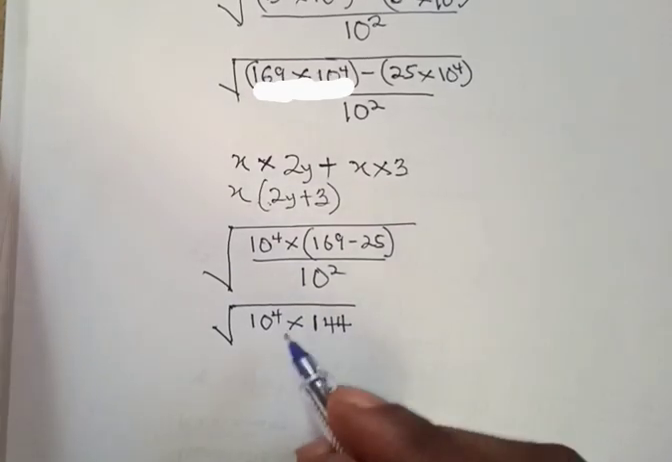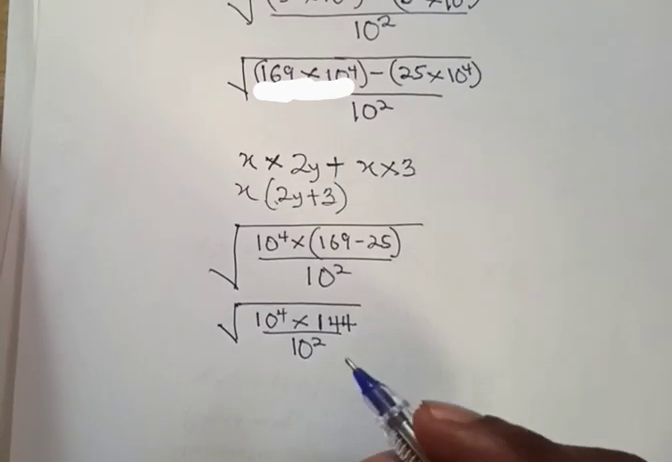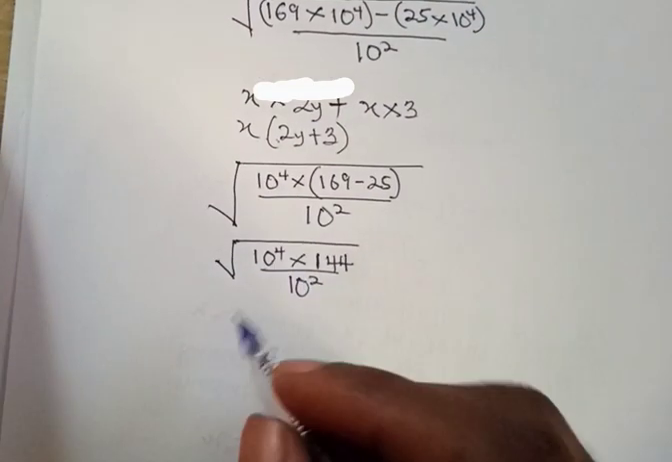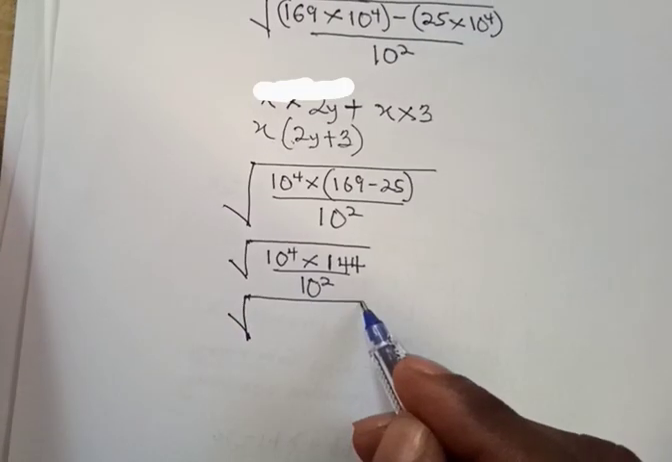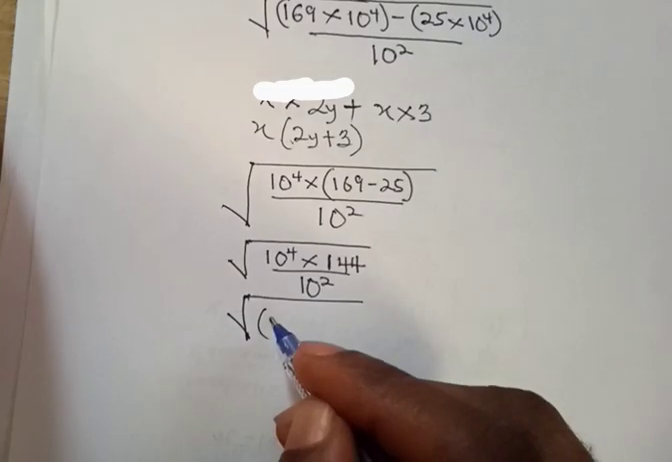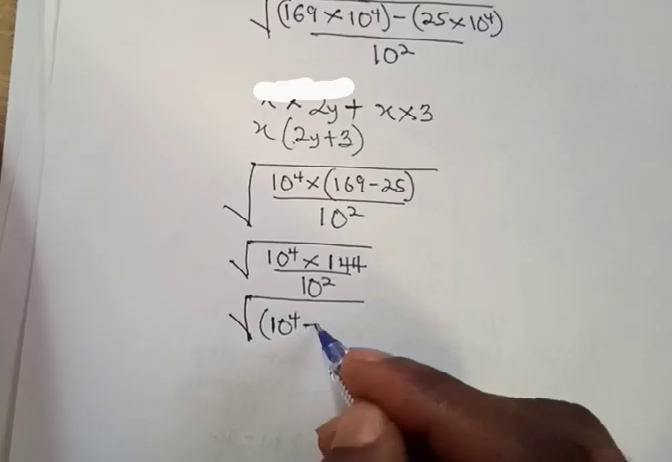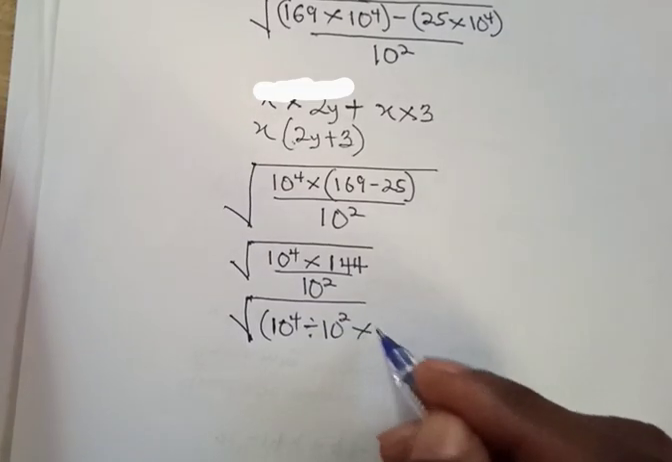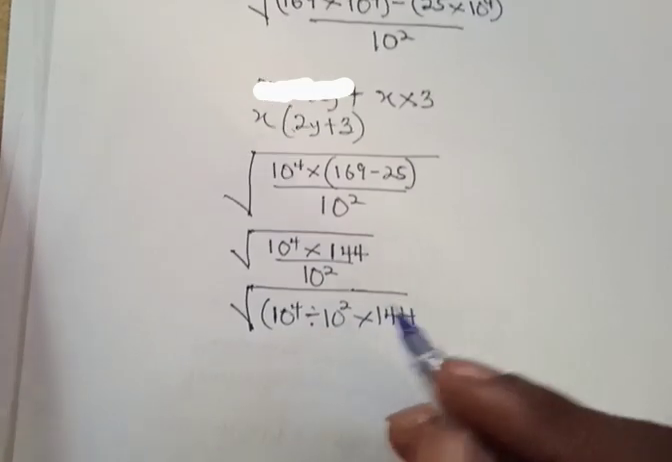144, all divided by 10 exponent 2. Have you gotten that? Good. Now since we have this, remember when we're doing the multiplication and the division, so we can have here 10 exponent 4 divided by 10 exponent what? 2 times 144. Have you gotten the point?